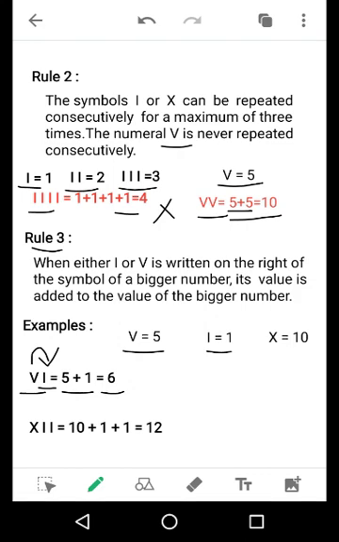See the second example. Here we see X, I and I. The value of X is 10. I represents 1, and the other I also represents 1. Here both I are written on the right side of X. That means the value of each I will be added to the value of X. That is 10 plus 1 plus 1 equals 12.